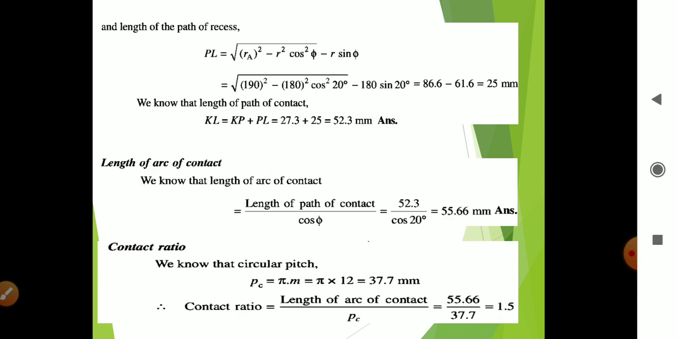Therefore the contact ratio is equal to length of arc of contact divided by PC. Put the value of length of arc of contact, 55.66, divided by 37.7, which is equal to 1.5. So we got the contact ratio as 1.5. Here we got all the findings: first, length of path of contact; next, length of arc of contact; and third, contact ratio. So the problem is solved.